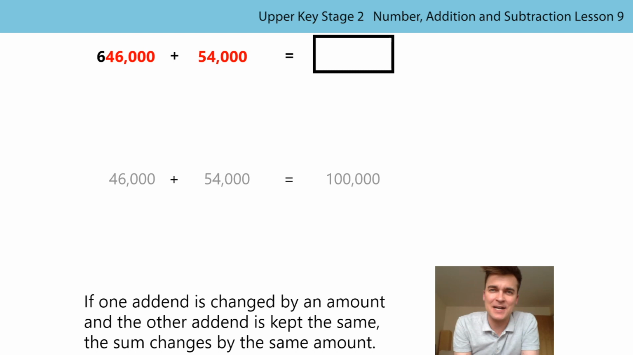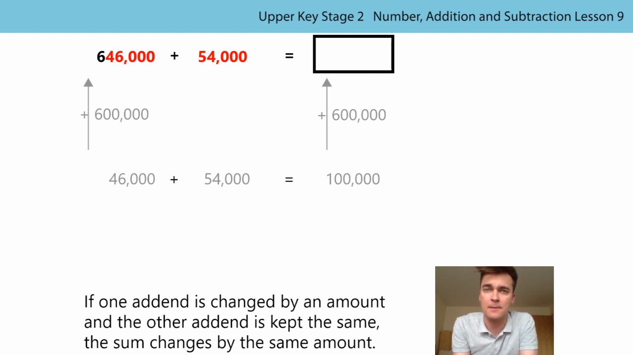So here's where we use our learning from our recent lessons. If one addend is changed, I'm going to need to change my 46,000 back to 646,000. I need to do the same to my sum, adding on 600,000 to those parts of the equation to help me solve my problem.